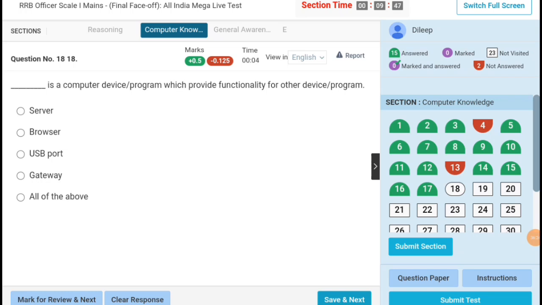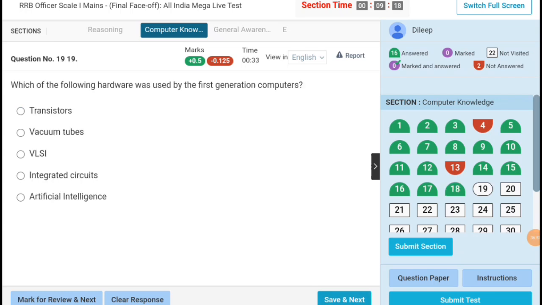Dash is a computer device program which provides functionality for other device programs. I think it is browser or server. Server or browser, I think. I think it is server because many servers. Which of the following hardware was the first generation? That is vacuum tubes.